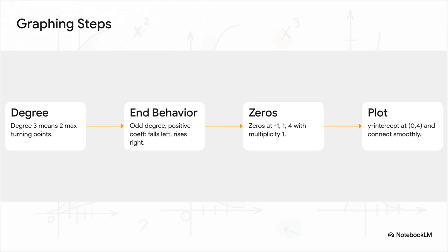Step 4. We find the y-intercept by just plugging in 0 for x, which leaves us with a positive 4. So we plot a point right at 0, 4. Now we just take all these clues, the falling left and rising right ends, the 3 specific x-intercepts, the y-intercept, and the maximum of 2 turning points, and we simply connect them with a smooth, continuous curve. Boom, case closed. You literally just sketched the cubic function entirely by hand.